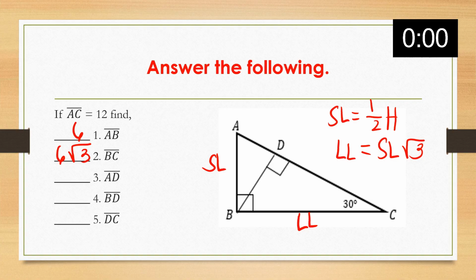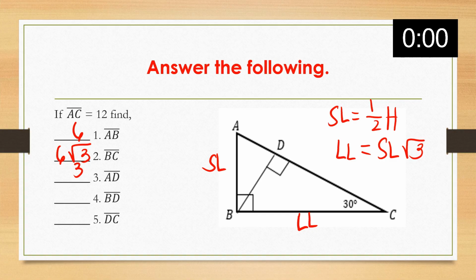So you have to look at the given right triangle BDA. In right triangle BDA, AD is our shorter leg and line segment AB is our hypotenuse. So to get the shorter leg, 1/2 of 6 is equal to 3. Very good. Did you get it? Good job.